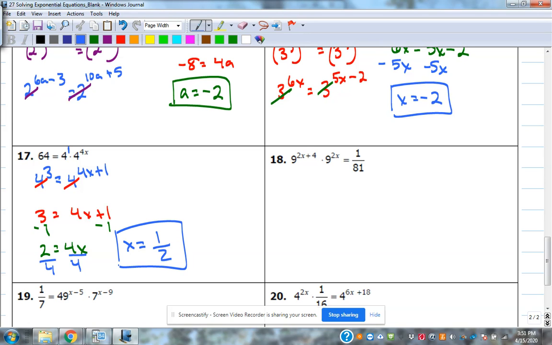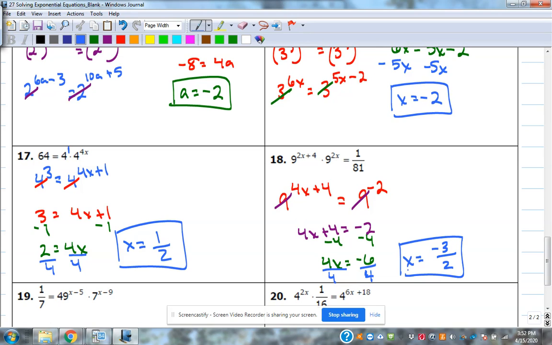Okay. 18, again, you've got bases that are the same on the left-hand side, so we're going to go ahead and combine that by addition. So that'd be 2x plus 2x is 4x. And then 1 over 81 is 9 to the negative 2, because I know 81 is 9 squared. And now I have the bases the same. 4x plus 4 is equal to negative 2. Subtract 4. 4x is equal to negative 6. And I would divide by 4 and reduce that fraction to be negative 3 over 2 is x.